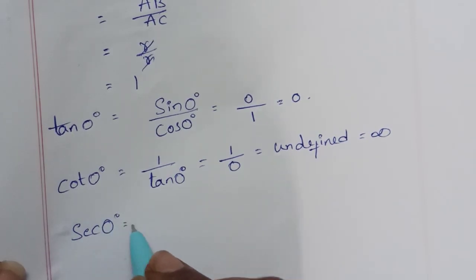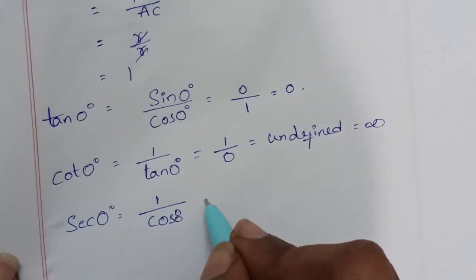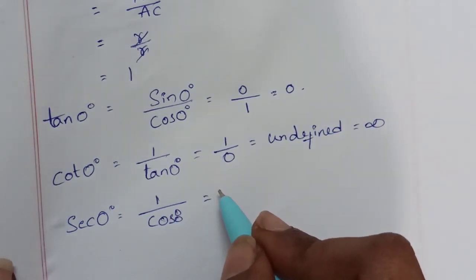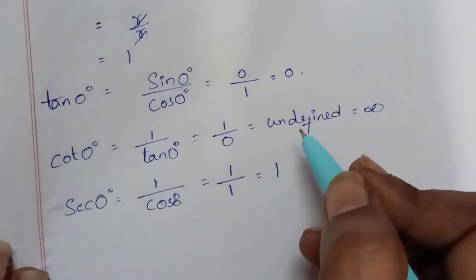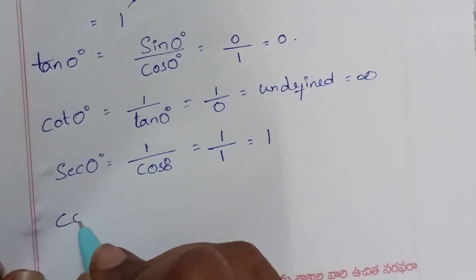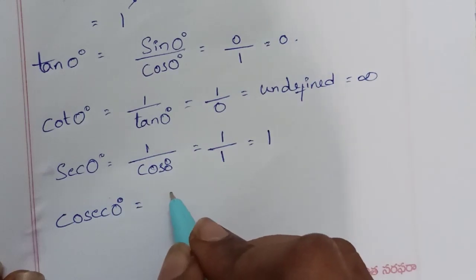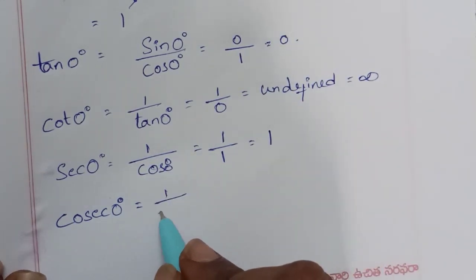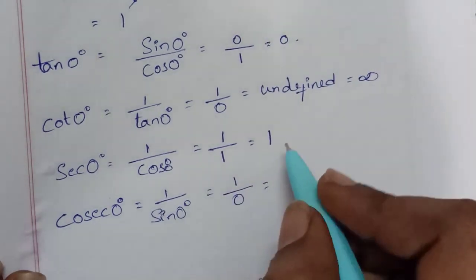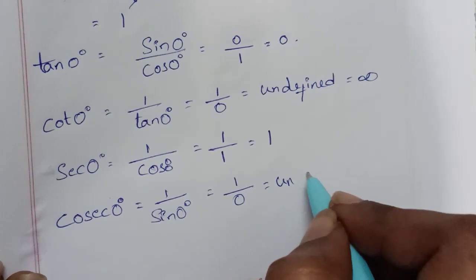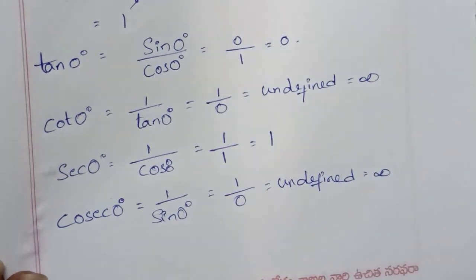Secant 0 degrees is equal to, this is the reciprocal function of cos 0 degrees, that is equal to 1 by 1. Next, cosecant 0 degrees, that is equal to 1 by, this is the reciprocal function of sine 0 degrees, that is equal to 1 by 0. 1 by 0 value is undefined, that is equal to infinity.